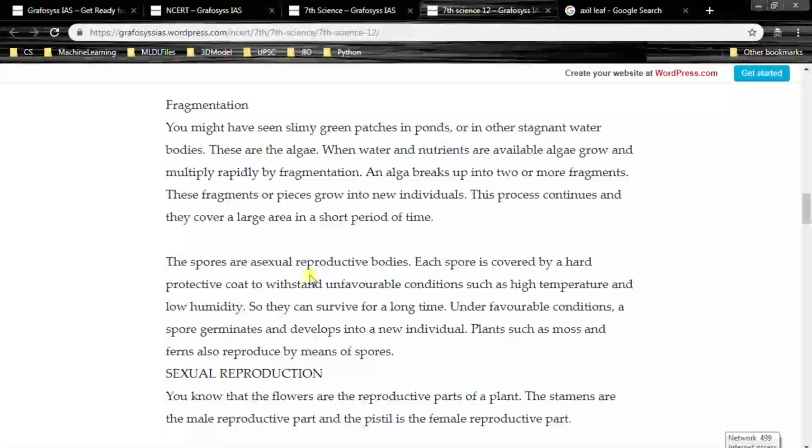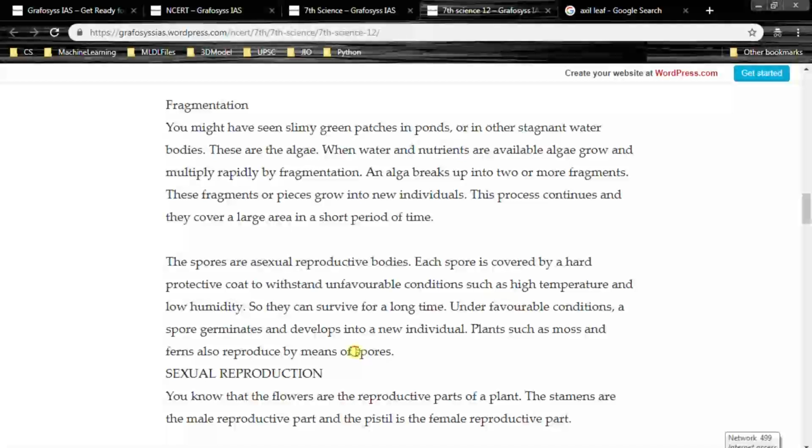The spores are asexual reproductive bodies. Each spore is covered by a hard protective coat to withstand unfavorable conditions such as high temperature and low humidity. So they can survive for a long time. Under favorable conditions, a spore germinates and develops into a new individual. Plants such as moss and ferns are reproduced by means of spores.